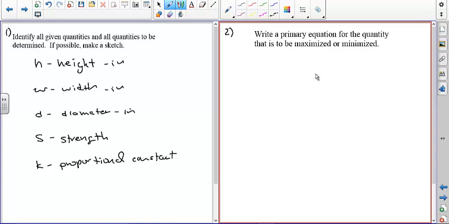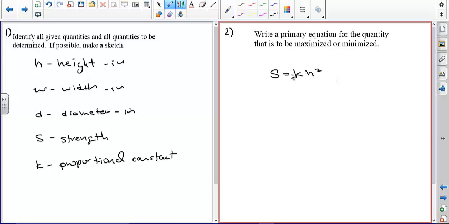Secondly is write a primary equation for the quantity that is to be maximized or minimized. So in the problem statement it says we want to maximize strength. So here's the equation. Now K is just a constant, so we don't have to worry about that. But these are two variables. When we change the height, we'll change, and that should be not diameter, that should be width.